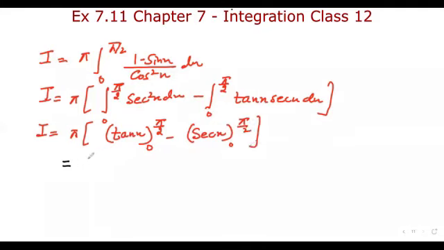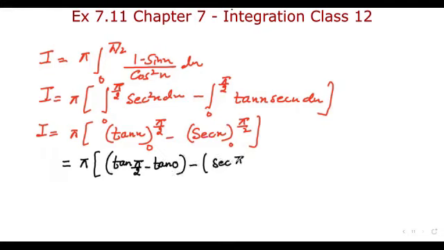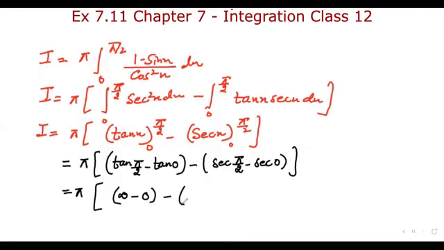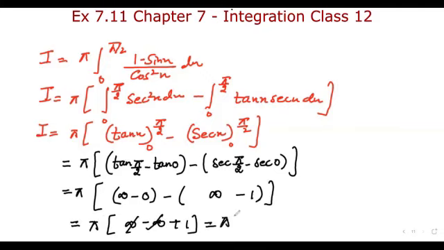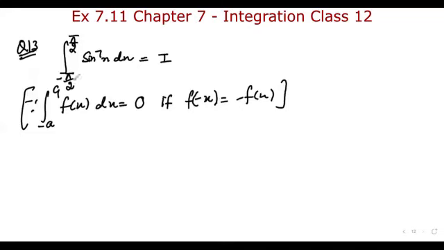So it is pi, this is tan pi by 2 minus tan 0, then minus sec pi by 2 minus sec 0. You will have to learn the trigonometric value table well. tan pi by 2 is infinity, tan 0 is 0, minus sec pi by 2 infinity. So this is pi, infinity minus infinity plus 1. This and this will cancel. Answer is pi.